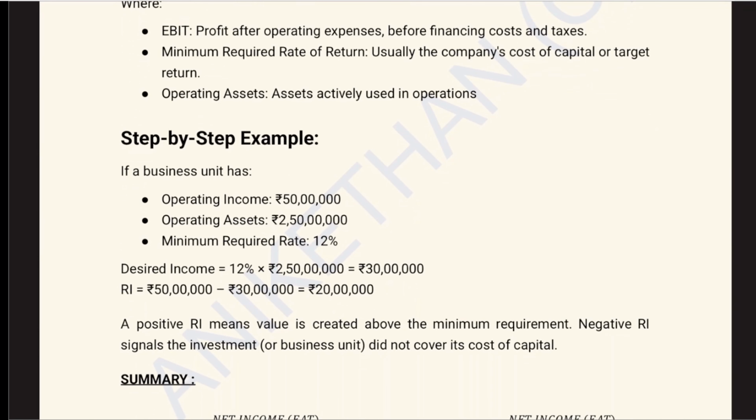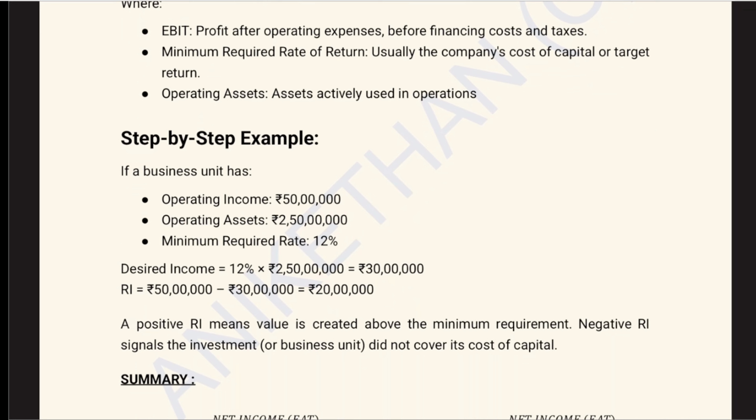So let's say with an example, a business has operating income or operating profit of 50 lakh. How is it generating 50 lakh of operating profit? It has operating assets worth 2.5 crore and the minimum required rate is 12%. So my desired income is nothing but 2.5 crore into 12%, which is 30 lakh. And how much am I actually getting? EBIT. This is my EBIT. I am getting 50 lakh. So that means I have a residual income of 20 lakh. I am generating 20 lakh more than my expectation.